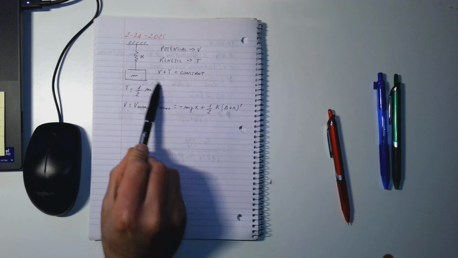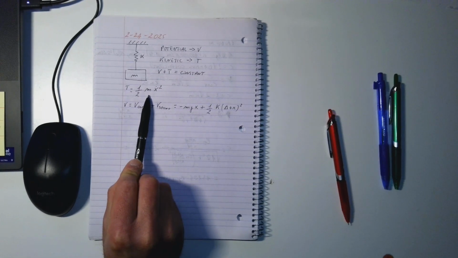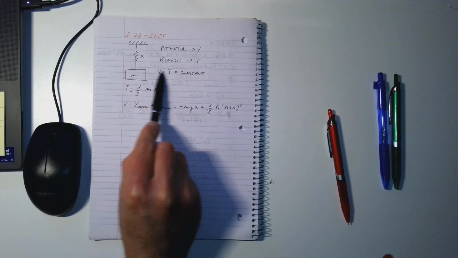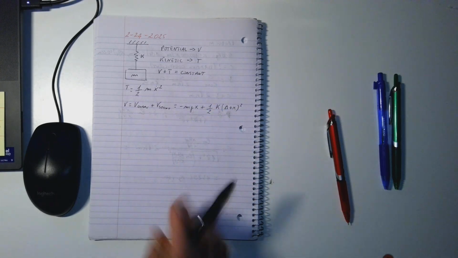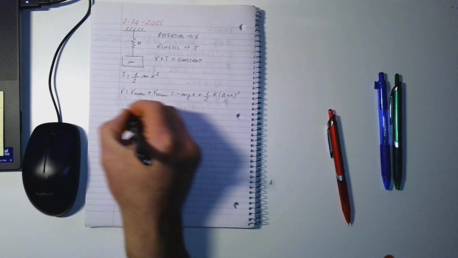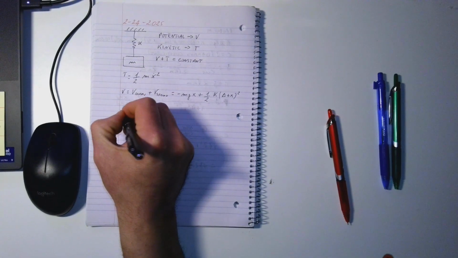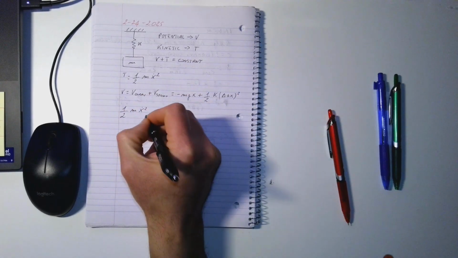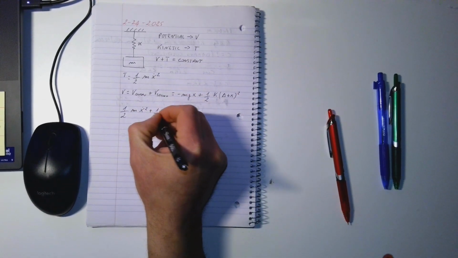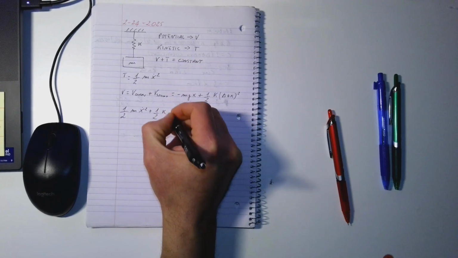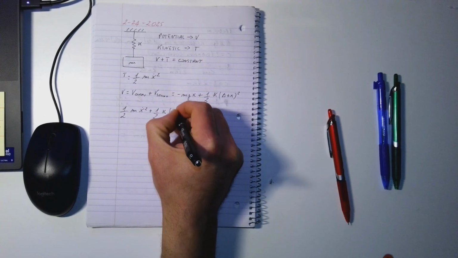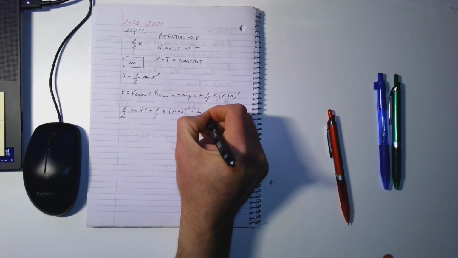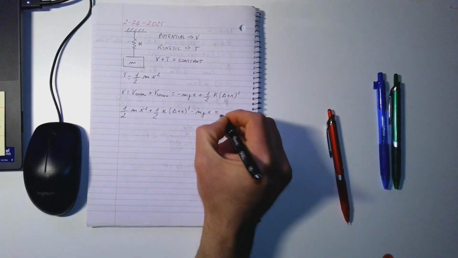So now that we have the expression of the kinetic energy, the expression of the potential energy, we can take these two and we can plug in our conservation of energy. So basically what we have is 1/2 m x dot squared plus 1/2 k (delta plus x) squared minus mgx equal to constant.